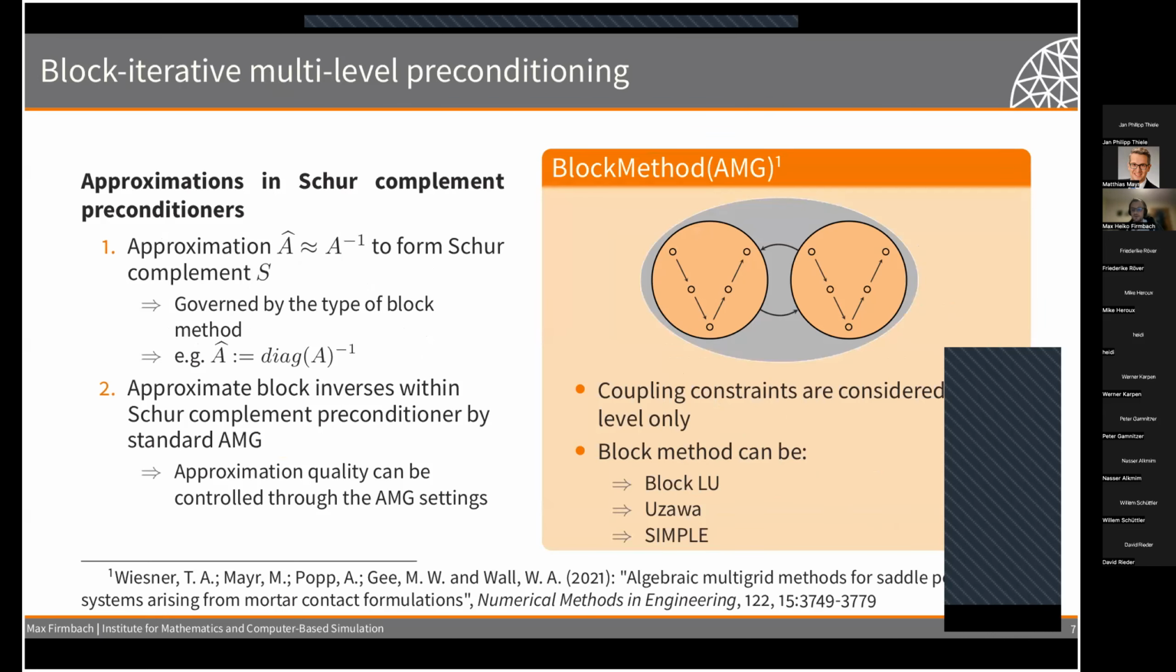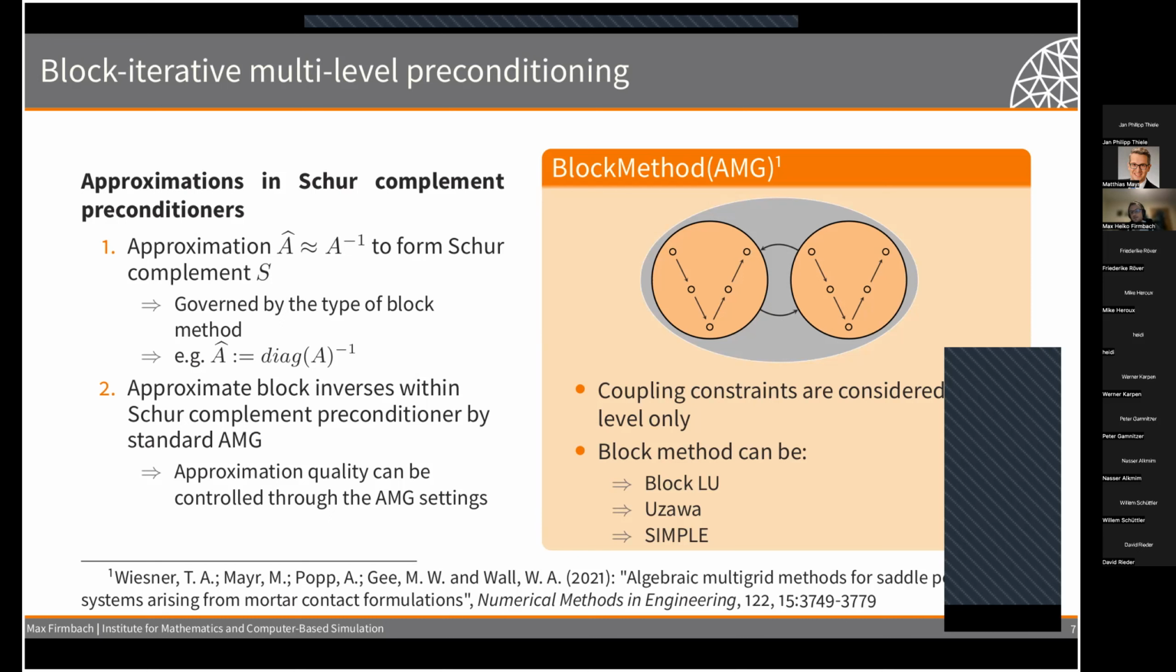So what we will do in the beginning is we will set up a block iterative multi-level preconditioner. So what can you imagine under that? Outside we have a block method, which can be a block LU, a block Uzawa, or a SIMPLE method. And inside we have to solve a certain amount of linear systems. For the 2x2 matrix, it's most likely 2 linear systems, one for each diagonal block that we need to solve, and we will do that with multigrid.